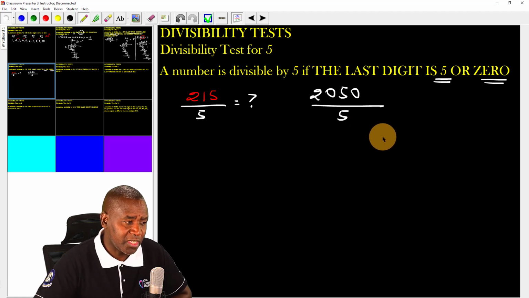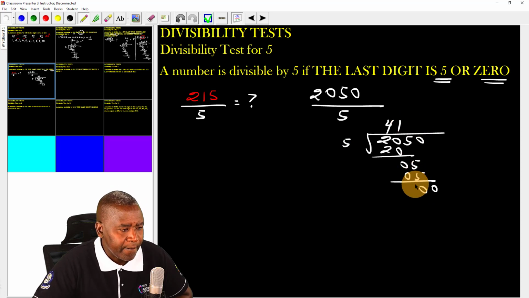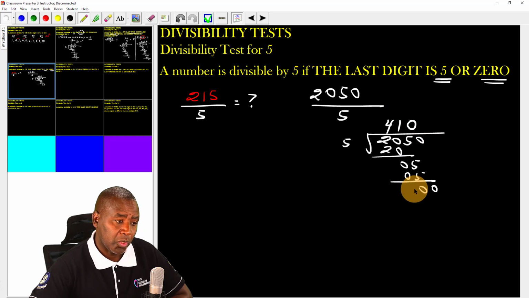Let's run the test for this. We have 20 here, we have 50 there, and we've got 5 here. 5 goes into 20 4 times. We have 0, we drop 5. 5 goes into 5 once, in order to get 5, 0, and then we drop this other 0. 5 goes into this 0 times. That will be 410.